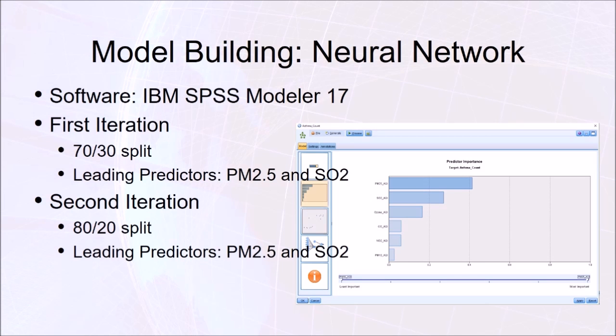Our second model of choice is the neural network. We decided to use IBM Modeler to put together this model. The first time we put together the neural network, we used a 70-30 split between training and testing. And we found that the leading predictors of asthma diagnoses count were particulate matter 2.5 and sulfur dioxide.